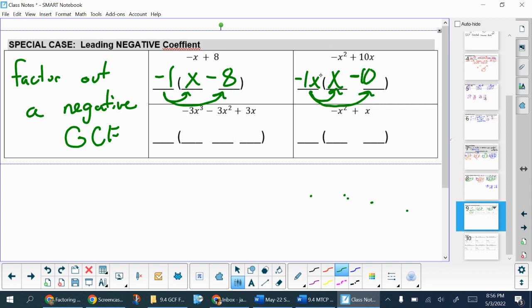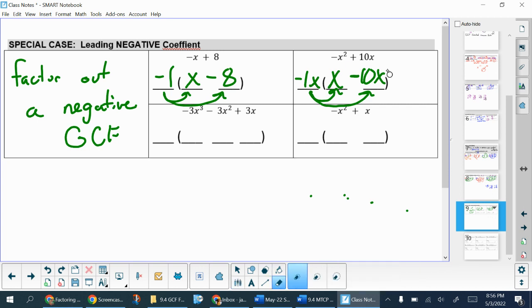Well, 10, and then I've already got the x. So I've got negative 1x. Oops, I've already got the x. I said it, and then I wrote it down anyway. There we go. That makes more sense. So the negative 1x times negative 10 turns into positive 10x.